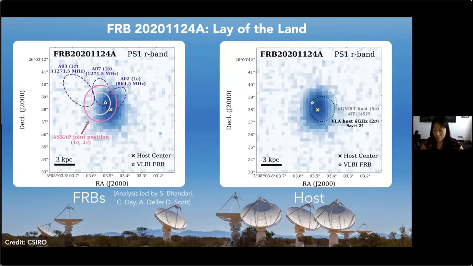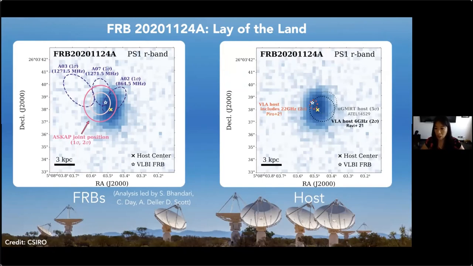Going to the right, this is the same exact field of view, but I just wanted to point out different positions. Now this is really focusing on the host galaxy. Overlaid are the VLA and uGMRT extended persistent radio emission localizations. You can see they're fairly consistent with the host galaxy center and also marginally consistent with the FRB localization. And just a couple of nights ago, there was a paper reporting a detection of the VLA host at 22 gigahertz.